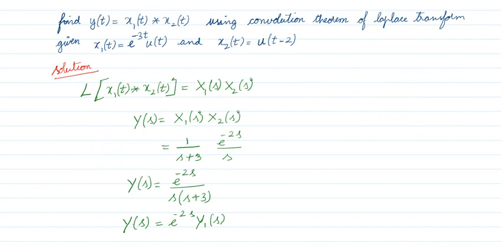The question is, find the convolution between two signals x1 of t and x2 of t. This asterisk symbol is your convolution. But the question is, do the convolution using Laplace transform. X1 of t is given, x2 of t is given.